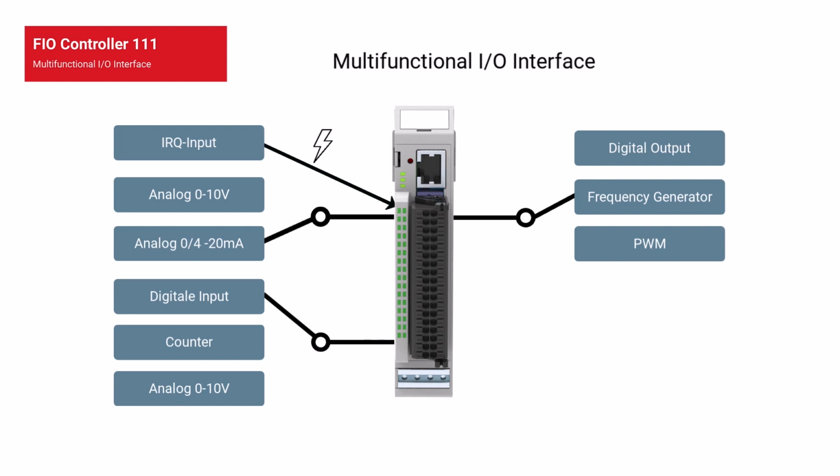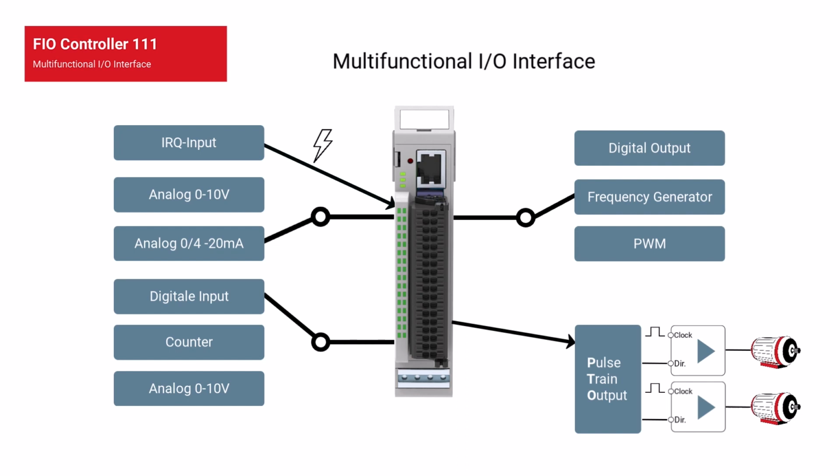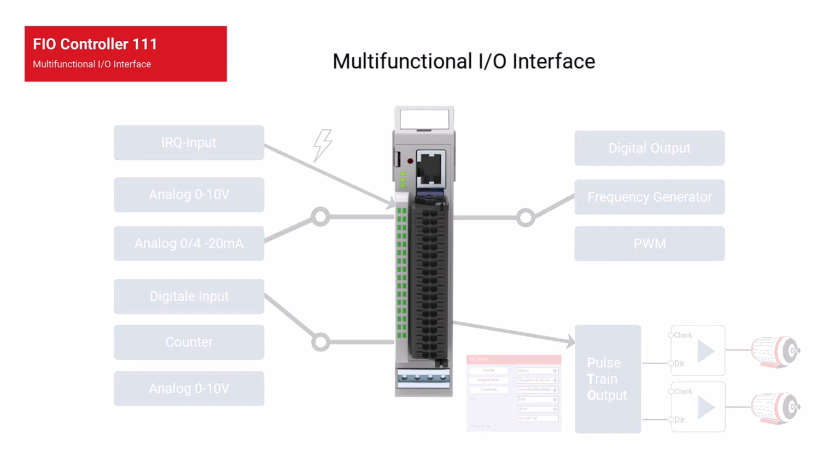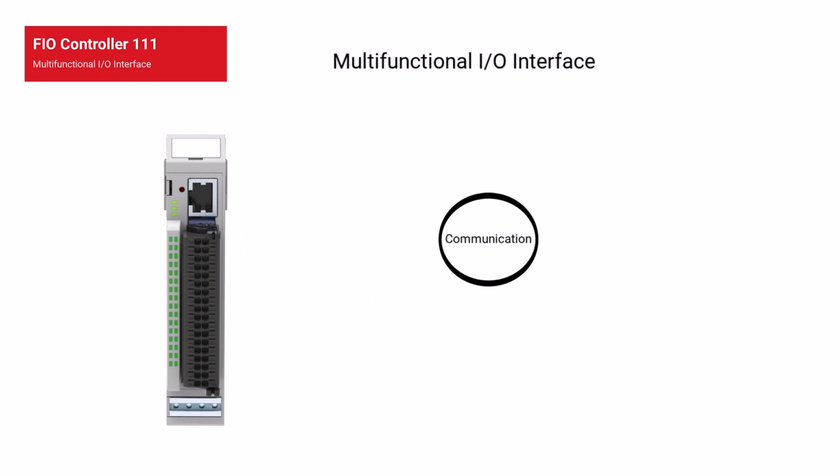And that's not all. You can also configure the inputs and outputs of the controller 111 so that you can operate up to 2 motor output stages with clock direction inputs, including limit switches and reference inputs. Of course, we also have a CODESYS library for this, according to the DS402 profile, and of course this is free of charge.